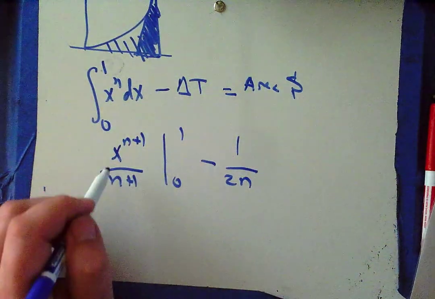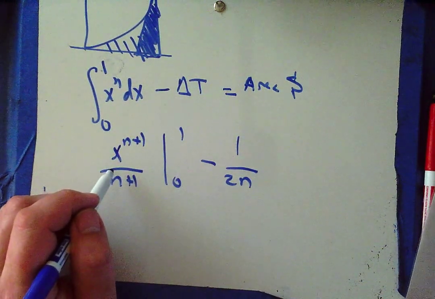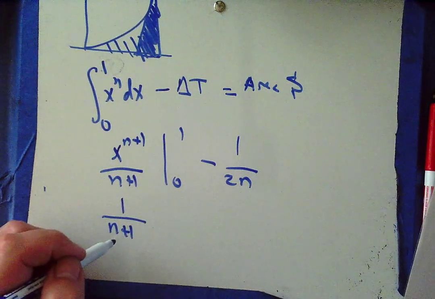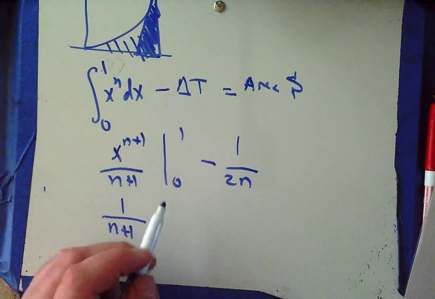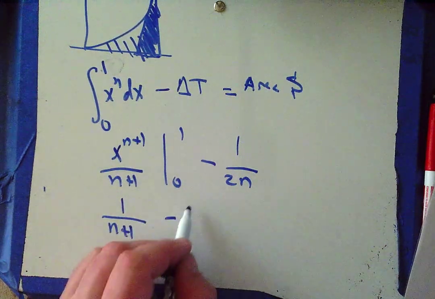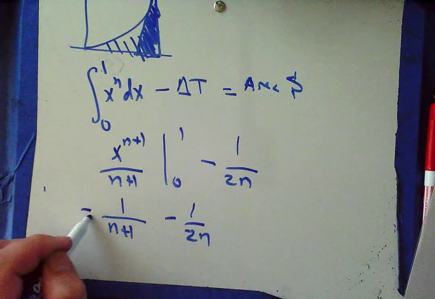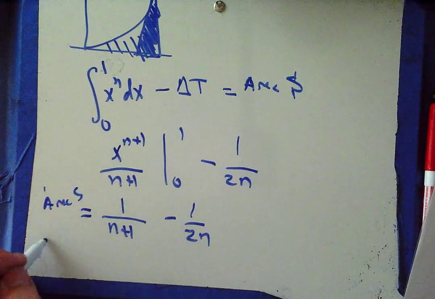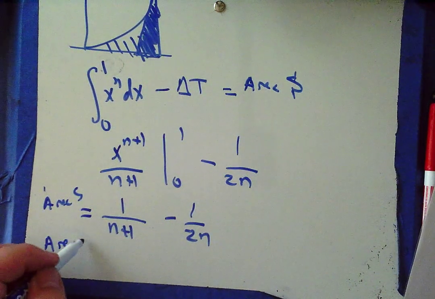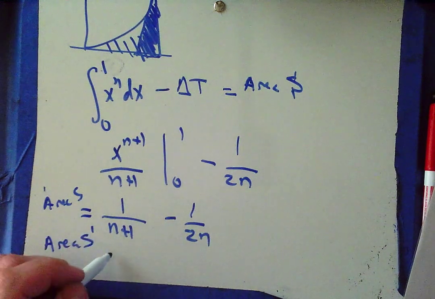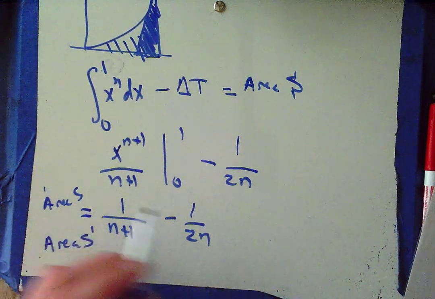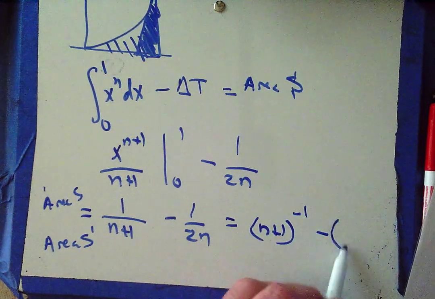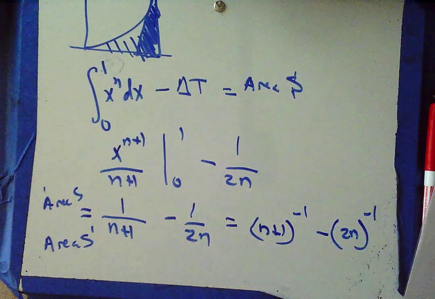And I had notes saying that this was 1 over n plus 1. Wow, I really need to go back and figure out why that is, because here it is in my notes again, minus 1 over 2n. That's area of S. So if I want the area of S prime, I need to take the derivative of each of these. So that's (n plus 1) to the minus 1 minus (2n) to the minus 1.